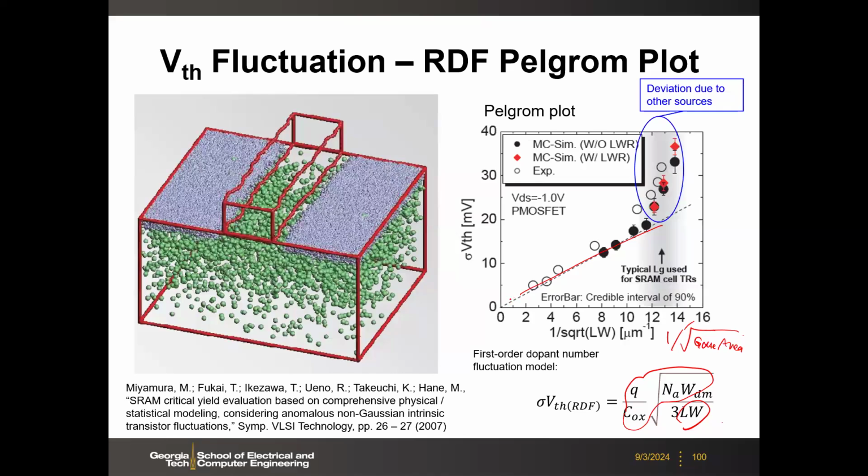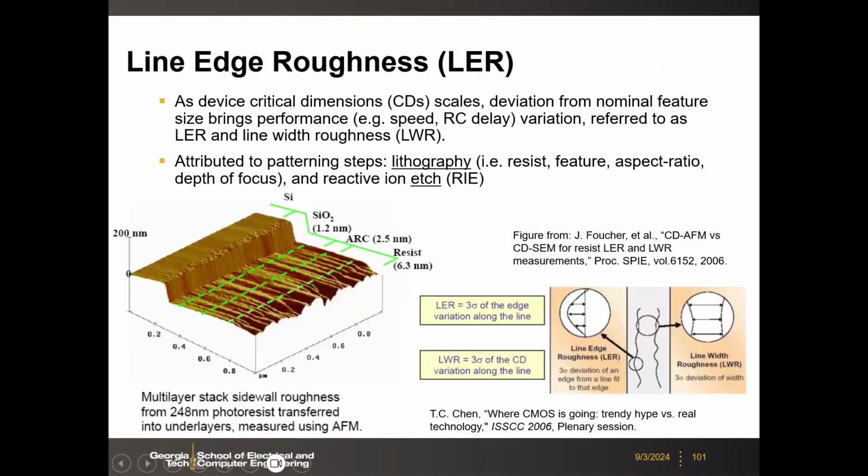So the RDF will give you the straight line, but then in the smaller cells, you will see that the measured data will deviate from the RDF prediction. So this is due to additional variation sources, other variation sources beyond the RDF. So let's look at the LER. The line edge roughness will give you additional variation.